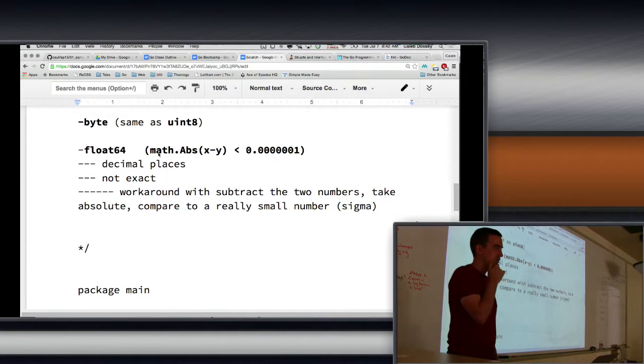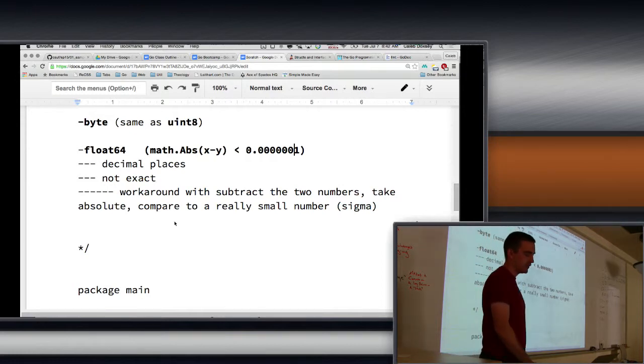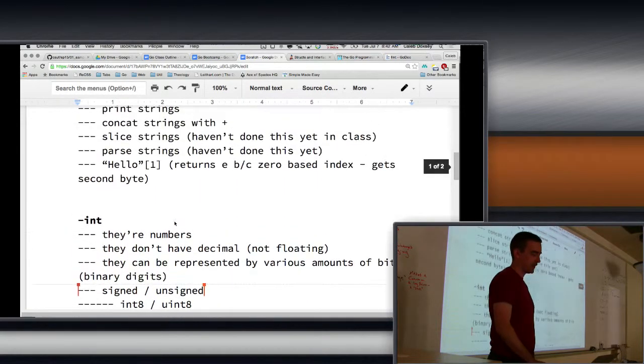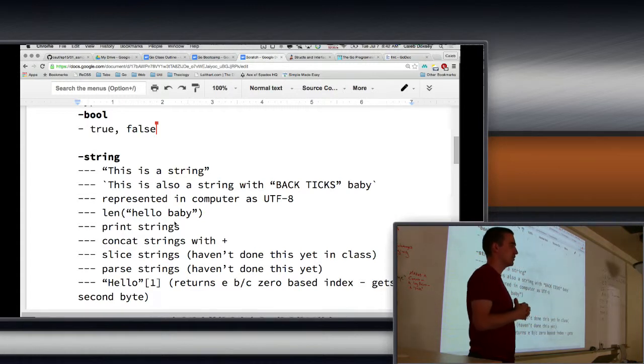What was the meaning of the note here? Strings are represented in computers as UTF-8. Yeah, so UTF-8 is the encoding of the string. And that's just saying that it uses ASCII, and then for things that aren't ASCII characters, it's going to use a multi-byte encoding to represent them. That's the same thing we said as the charset on the top of HTML pages.